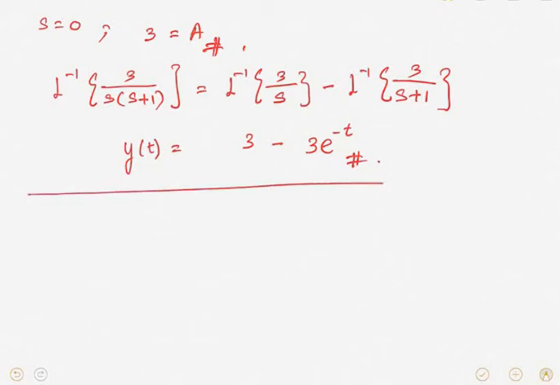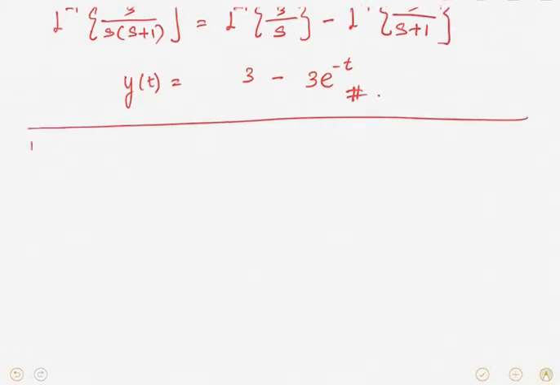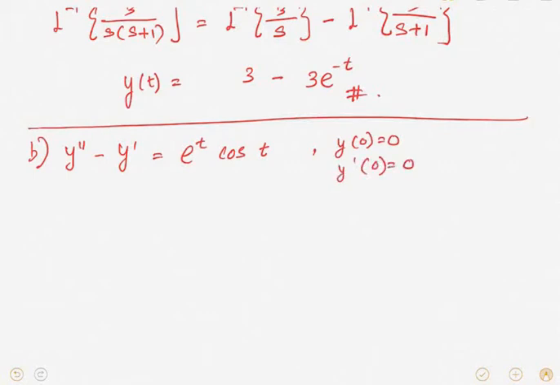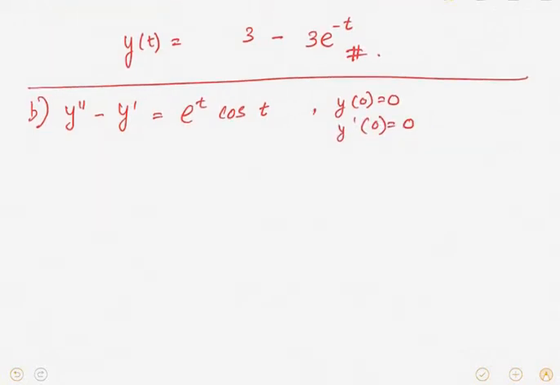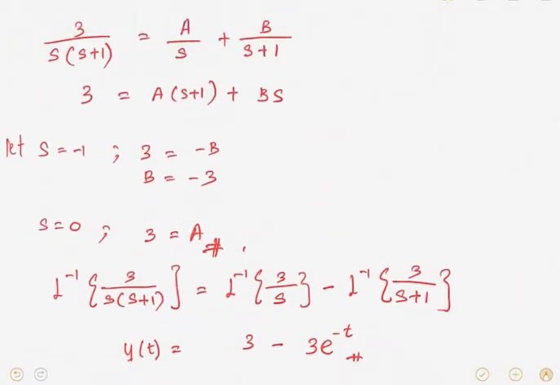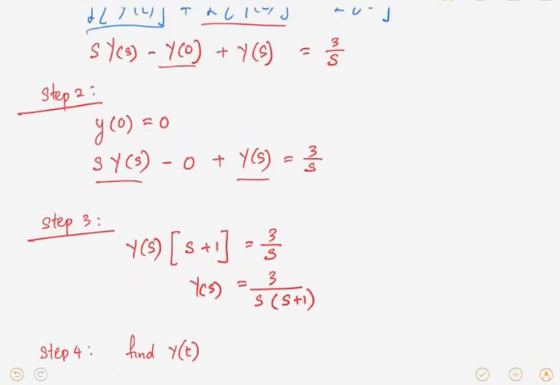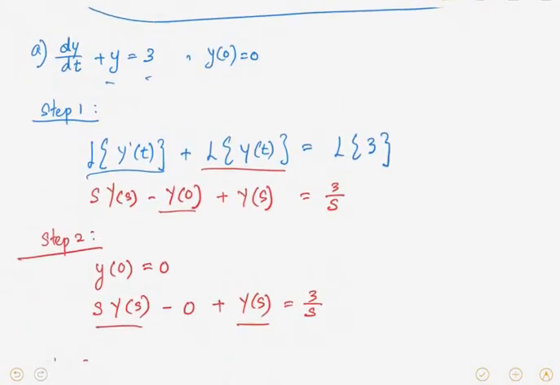Okay, let's look at another example. We have y double prime minus y prime equal to e^t cos t, and the initial conditions are y(0) equals 0 and y prime(0) equals 0. Okay, so how to solve this question? Again, we use the theorems.